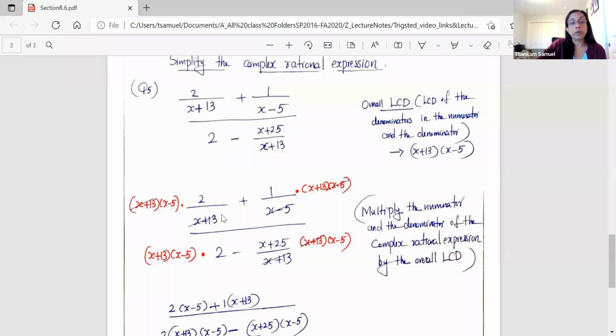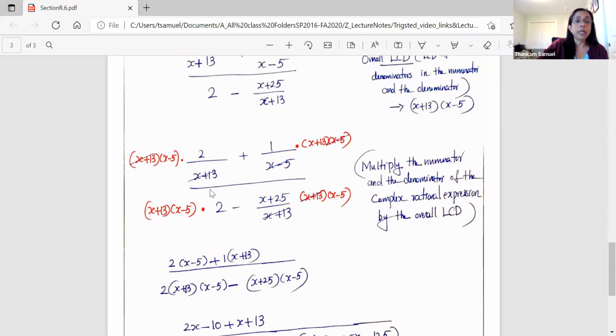So x plus 13 will cancel each other. That will give you 1. Here also x minus 5 and x minus 5 will cancel each other, so it will give you 1. And here the denominator of 2 is 1, so it stays. And here x plus 13 and x plus 13 will cancel each other. That will give you 1, right?